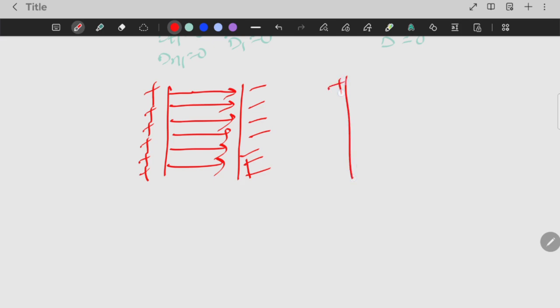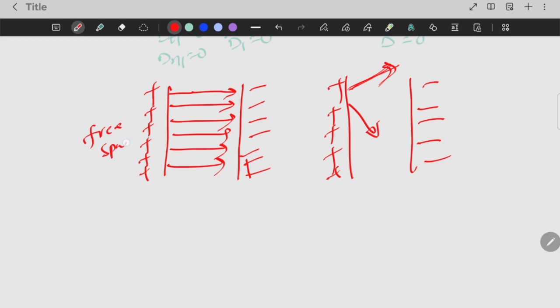The electric field will not be like this, making some acute angle with respect to the boundary. It is making 90 degrees with the boundary. So you see here free space is there, and here also free space or any dielectric medium is there.